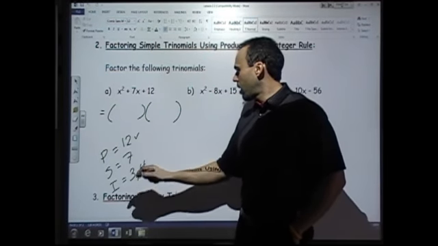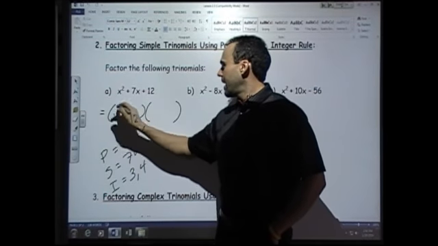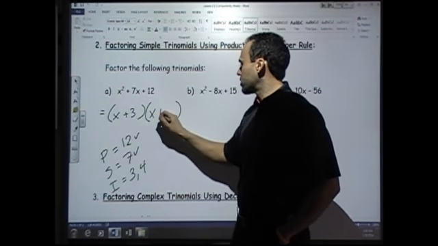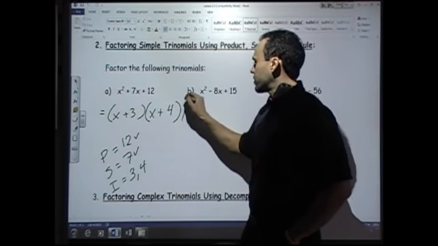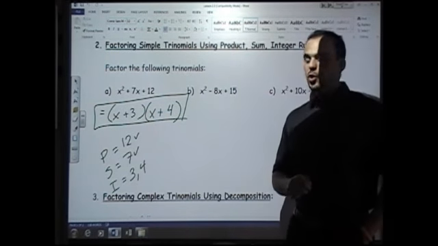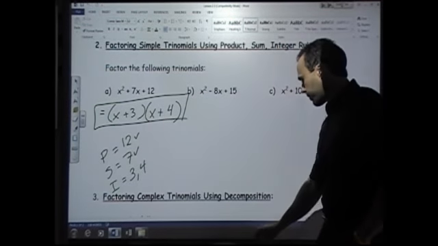3 times 4 is 12. 3 plus 4 is 7. So the first bracket will have x plus 3, and the second bracket will have x plus 4. And this is my final answer. If you re-expanded this from 2.1, 2.2, you would end up with that trinomial there.